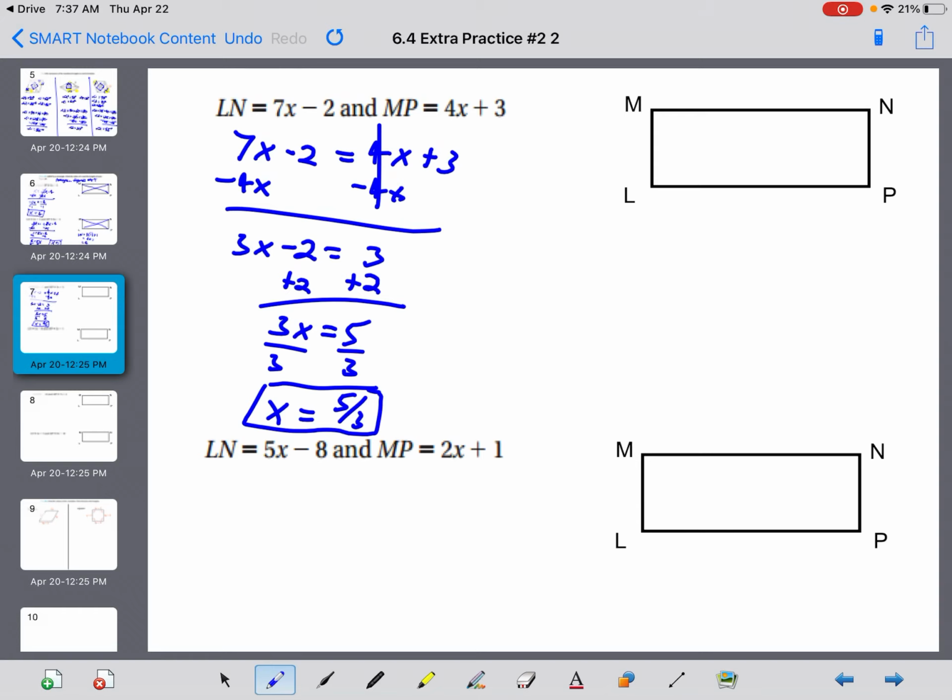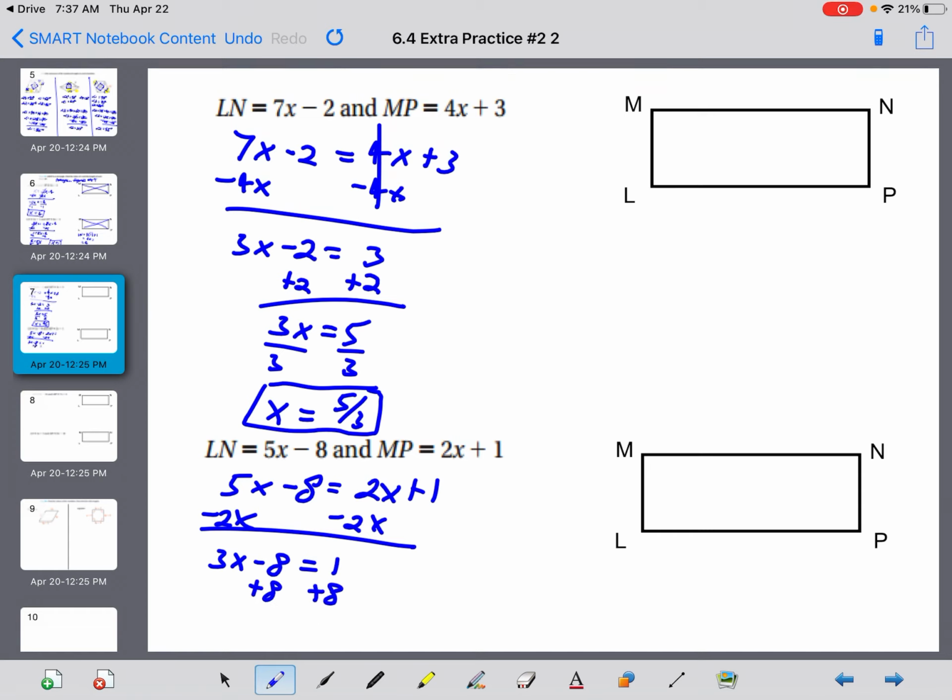So ln equals 5x minus 8, so 5x minus 8 equals 2x plus 1. Subtract 2x on both sides. We get 3x minus 8 equals 1. Add 8 to both sides. 3x equals 9. And when we have 3x equals 9, divide both sides by 3, and x equals 3.